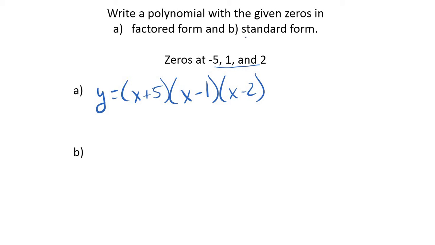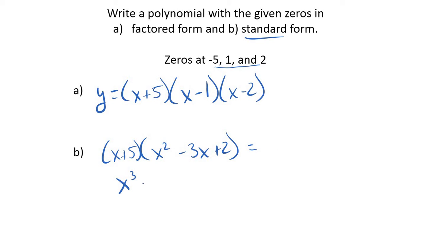Now for b, when they want it in standard form, we're going back to that first example we did today. They just want us to multiply this out. Okay, so let's just do that quick again to kind of review. So let's multiply this. So I've got x plus 5 times, we're going to multiply these two together, x squared, negative x minus 2x, so minus 3x plus 2. And again, now multiply everything through, so let's take our x through. I'll do it below here.